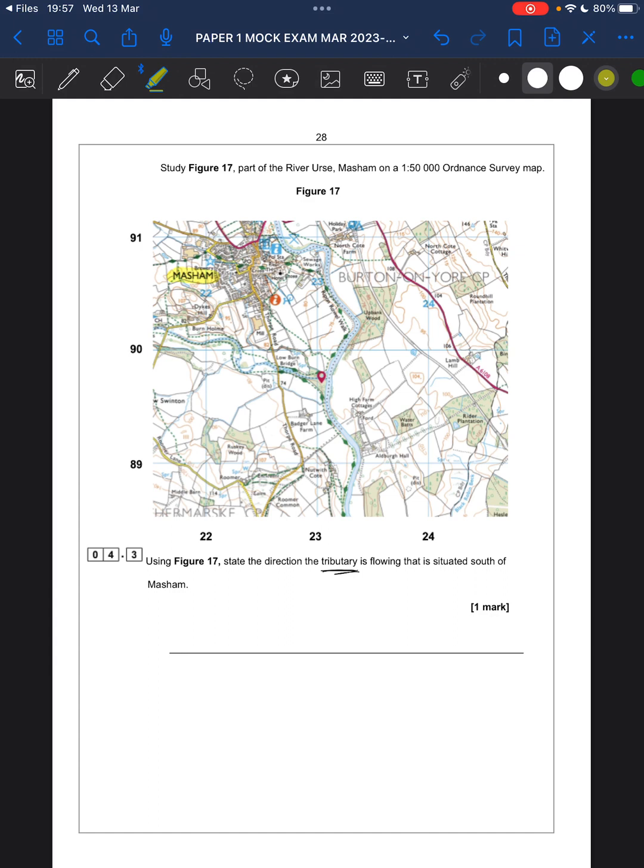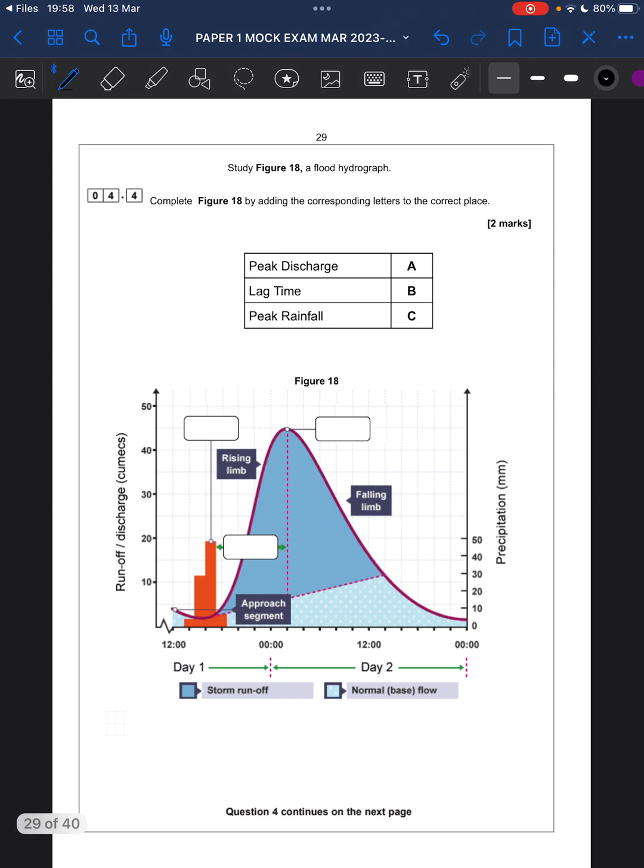Okay, so we've got to look south of Masham. And if you look, it's there, look. Okay, so you've got to figure out what direction that is flowing in. Okay, well, it's flowing in this direction. So that there is east or southeast, you could have. Storm hydrograph or a flood hydrograph.